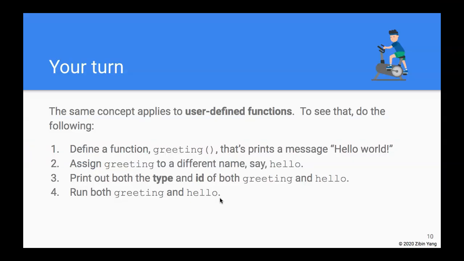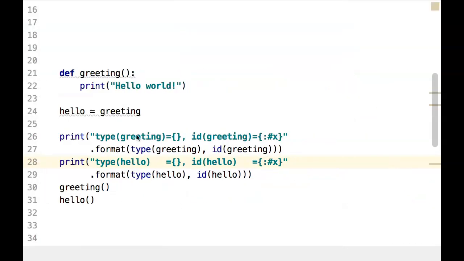So now I would like you to try the same thing, but with user-defined functions. What I'd like you to do is define a function, say greeting, and all it does is print hello world. Then you can assign the function you just wrote to a different name, say hello, and then print out the type and the ID of both of these functions, greeting and hello, and then finally run both of them and see if they do exactly the same thing. All right, so please pause the video and give that a try.